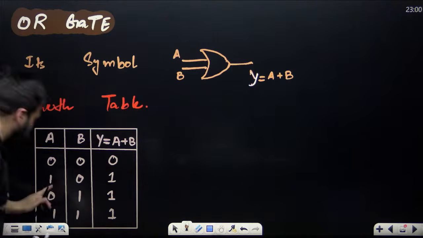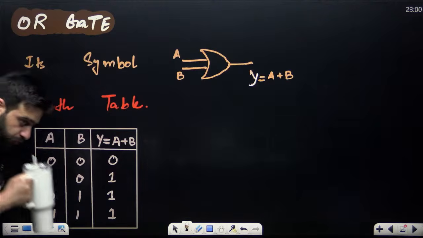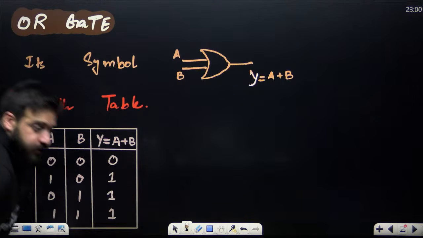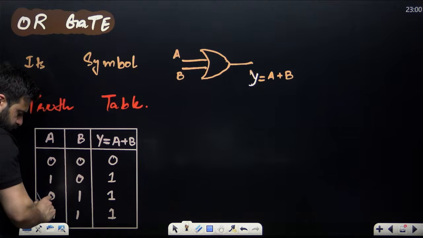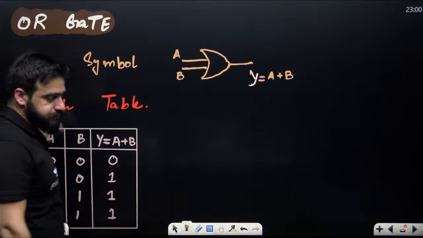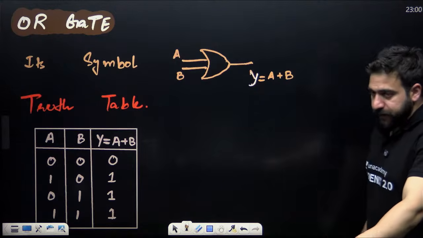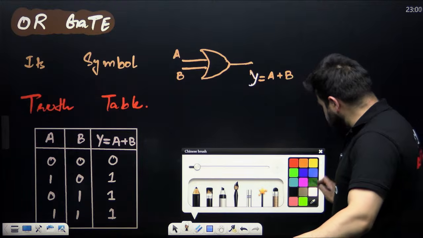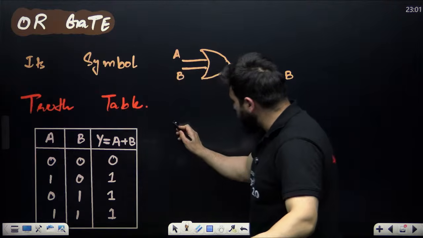If you have 1, 0, 1 plus 0 is 1. If you have 0, 1, 0 plus 1 is 1. If you have 1, 1, 1 plus 1 is 1. In this particular case, you can clearly see over here, output is low when both the inputs are low. This is important.